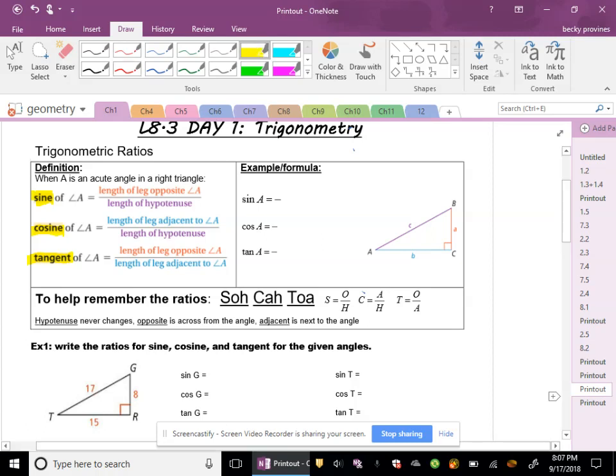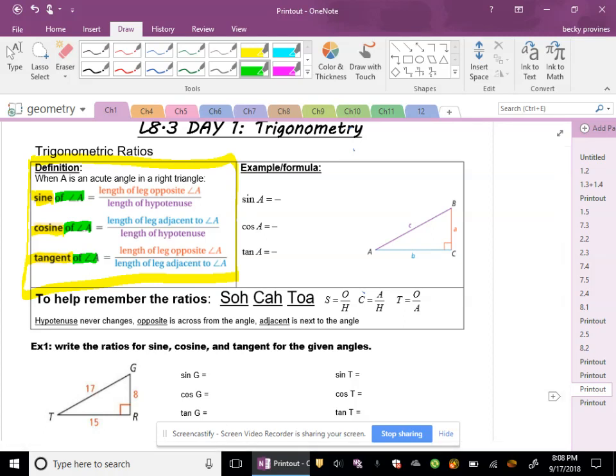So this definition here, on the left, is really important. We will end up memorizing it before we're finished. So what we're going to start with is labeling the sides of this triangle. Now, if you see here, it says sine of angle A and cosine of angle A and tangent of angle A. Now, we want to shorten that as much as possible.